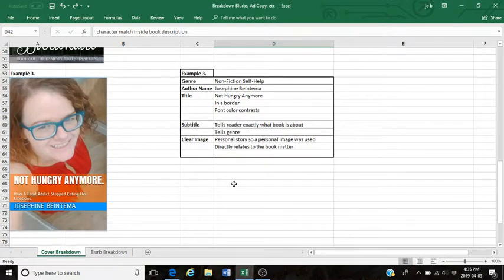So this is my example 3, and this is a nonfiction book, and you'll excuse my dog who's bored to death with me from her little snort there. She's sleeping beside me.